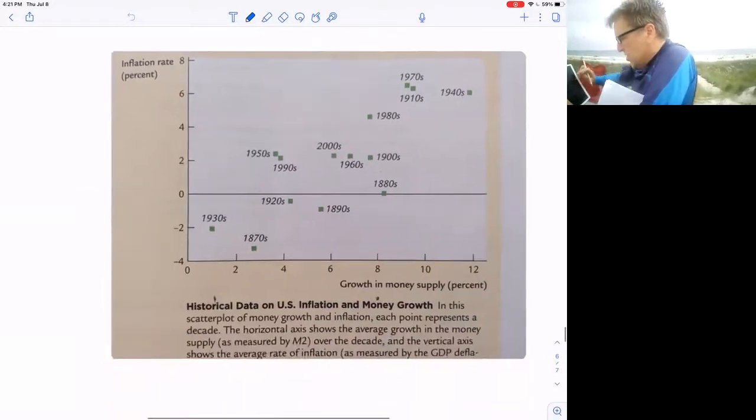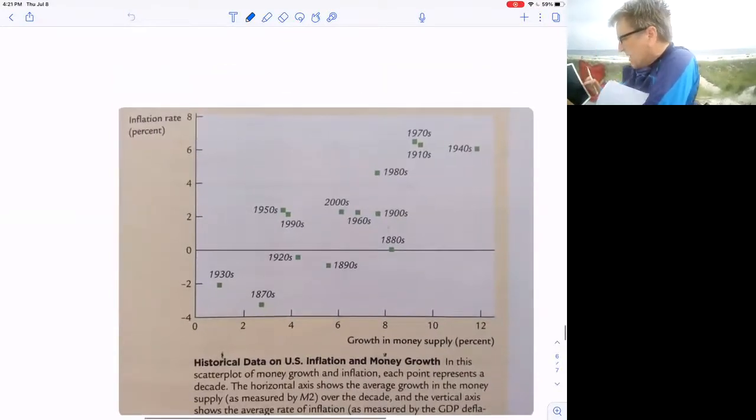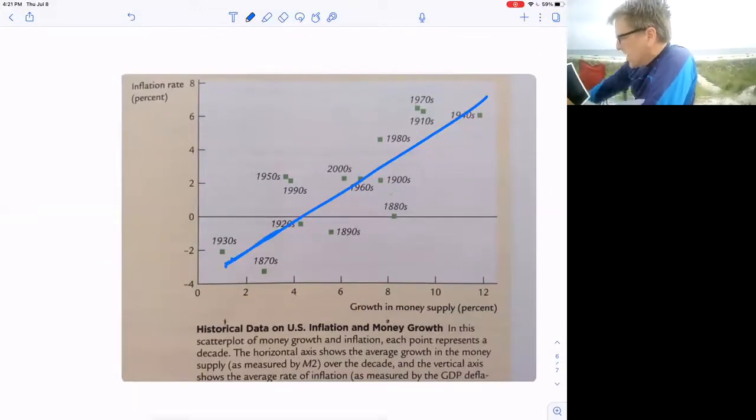This is a graph that shows US inflation going back to the 1890s. And every decade is plotted here, where the growth of the money supply is on the horizontal axis and the inflation rate is on the vertical axis. And you can see if you were to run a regression through here, it's going to be upward sloping, something like that, without a doubt. So we go back over a longer period of time and look at the relationship between money and prices, and we'll definitely find this association.